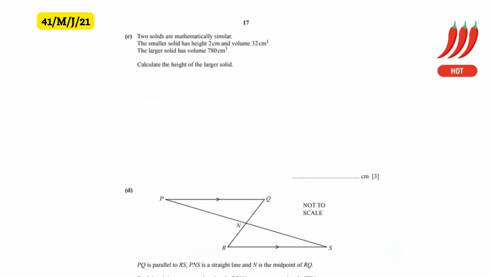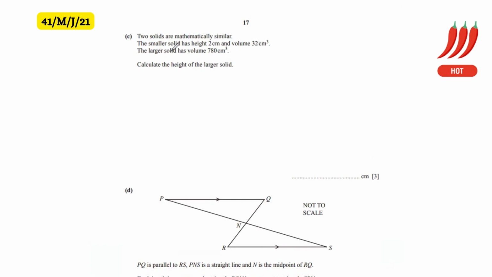Part C says two solids are mathematically similar. The smaller solid has height 2 centimeters and the volume of 32 centimeter cube. The larger solid has a volume of 780 centimeter cube. Calculate the height of the larger solid. So once again, similar shapes. So the ratio of the lengths being cubed equals to the ratio of the volumes.